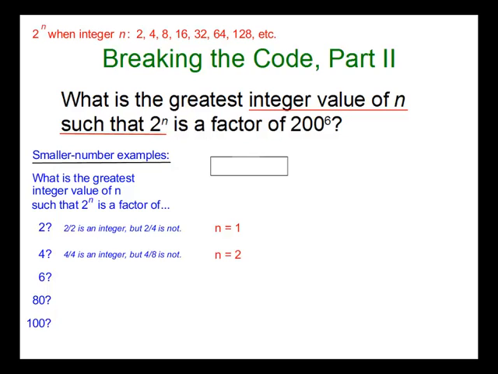All right, so 4, very similar. 4 goes into 4, but 8 does not. So what's the largest power of 2 that goes into 4? The second one. 4 goes in, 2 squared, n is that exponent of 2.